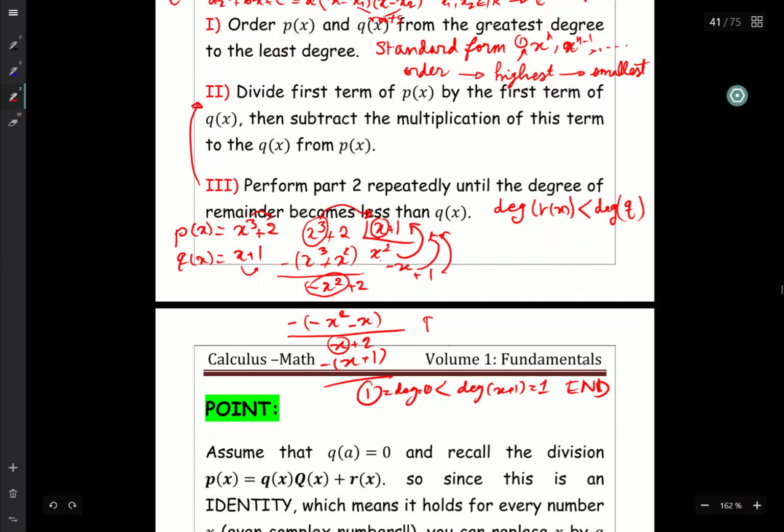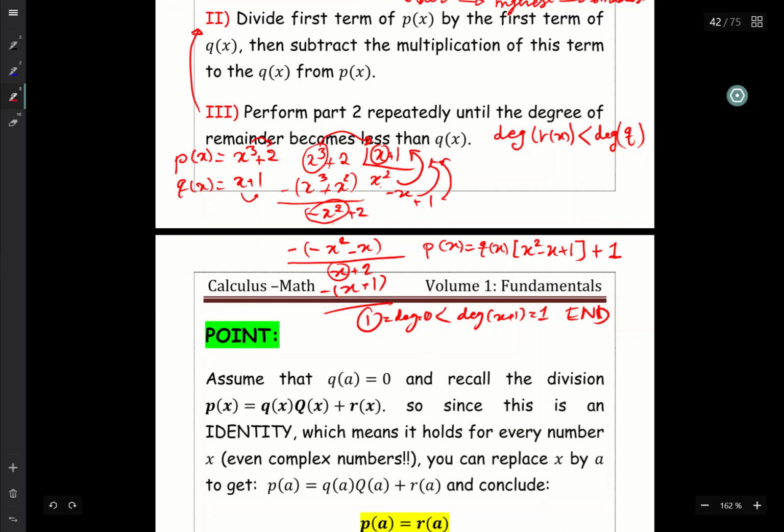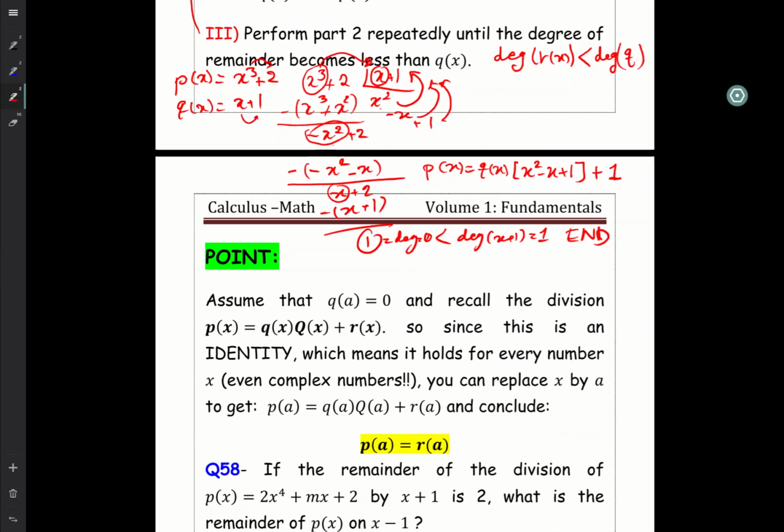So we say that p(x) is equal to q(x), which was x + 1, times x^2 - x + 1, plus the remainder, which is a number, 1, a polynomial of degree 0. Okay? So order them and divide term by term, the highest degree terms, and subtract until you get a degree less than q(x). Okay?